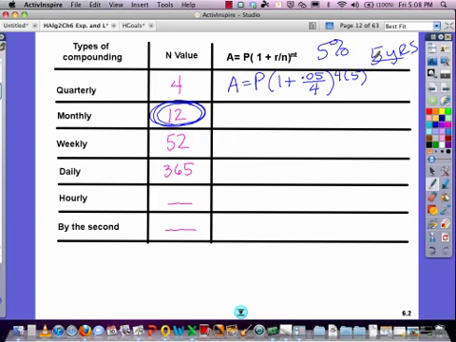Hopefully they'll tell us how much principal. You should be able to use your calculator and handle that. You should not have to calculate that by hand. So lots of different choices there.